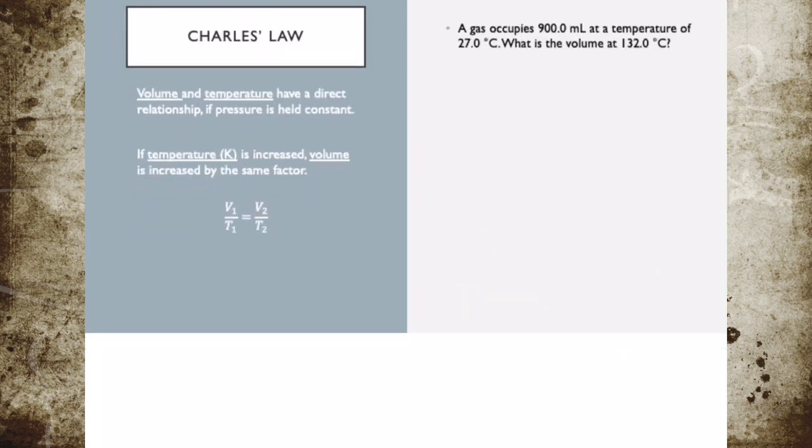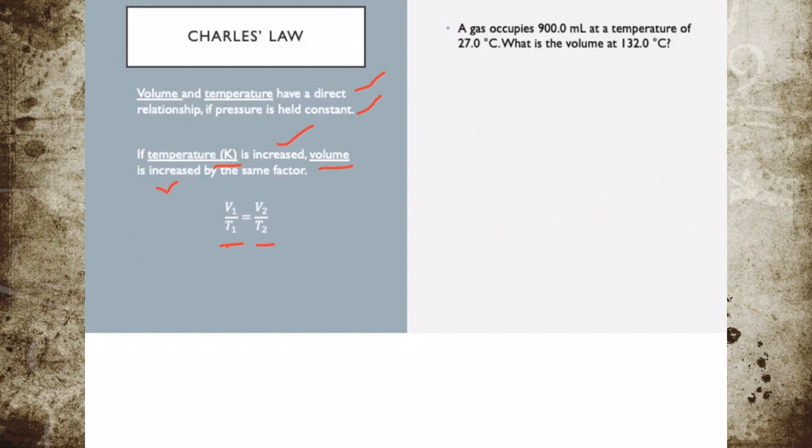The next law is Charles' law. It states that volume and temperature have a direct relationship if pressure is held constant. If temperature in Kelvin increases, volume also increases by the same factor. That means if we put it in formula form, V1 over T1, or your initial volume and temperature, is equal to V2 over T2, or your final volume and temperature.